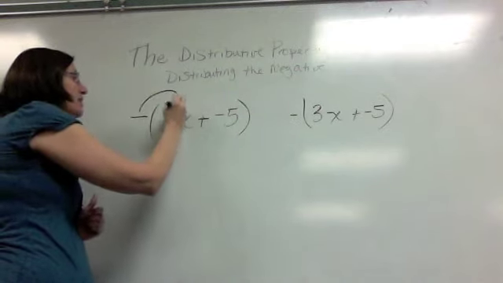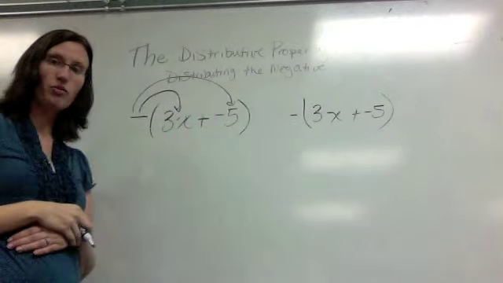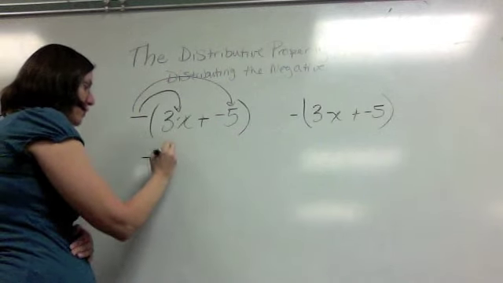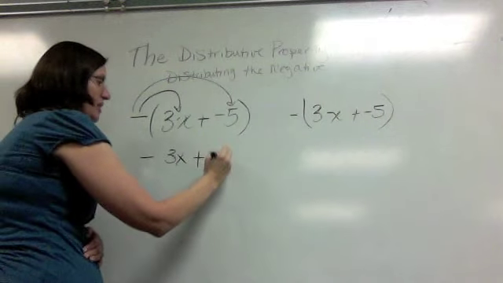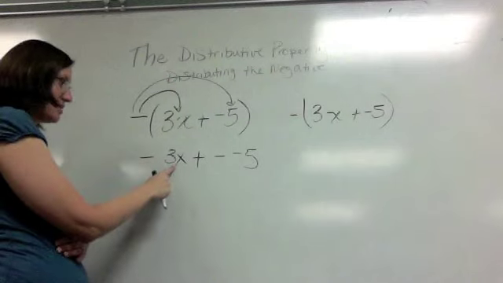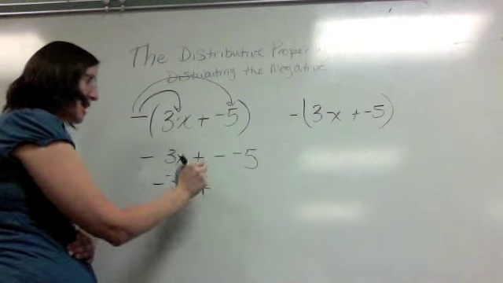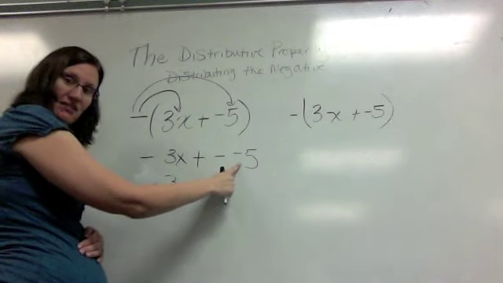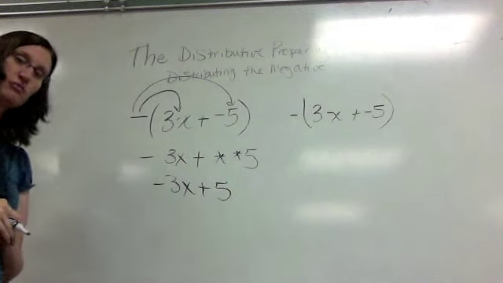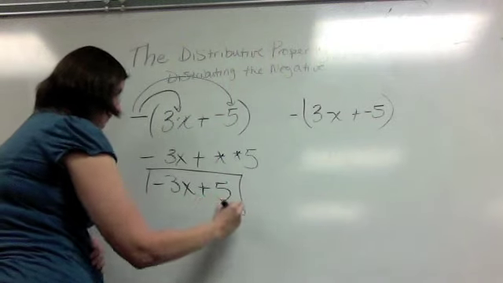So the negative gets put with the 3x, and the negative gets put with that negative 5. So you're putting a negative with a 3x, and you're putting a negative with a negative 5. Okay? So you can kind of see what it's going to be: negative 3x plus, remember when you have a double negative like this, those will cancel and give you a positive 5. So after distributing the negative through, what we have is negative 3x plus positive 5.